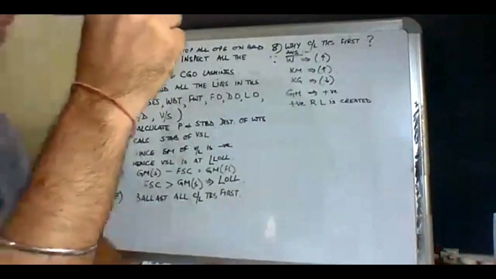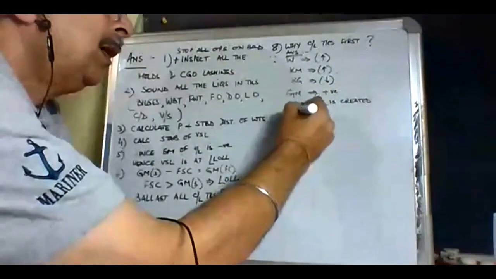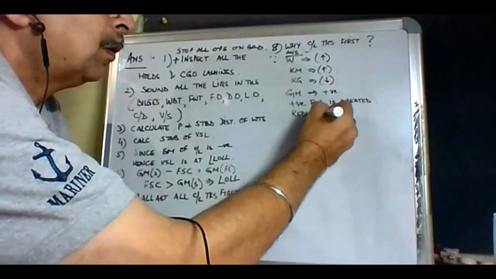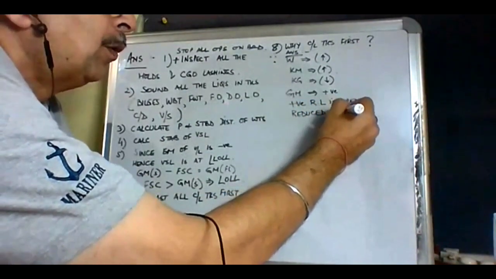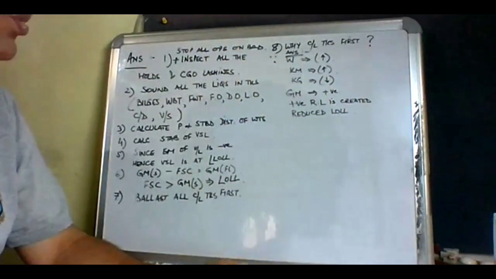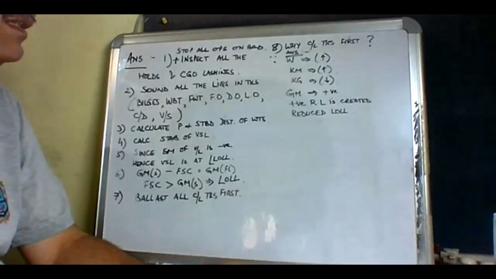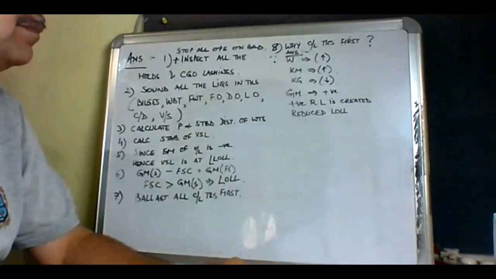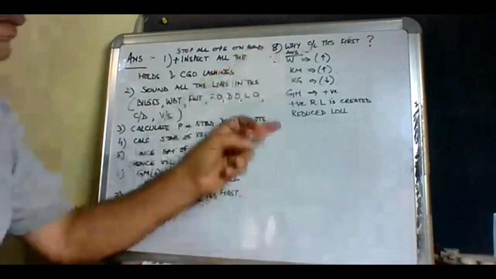Since a positive righting lever is created, this will lead to a reduced angle of loll. That is the reason why we ballast the centerline tanks first. And of course, the centerline tanks don't add to the list. That is the standard point. But this is a technical reason.